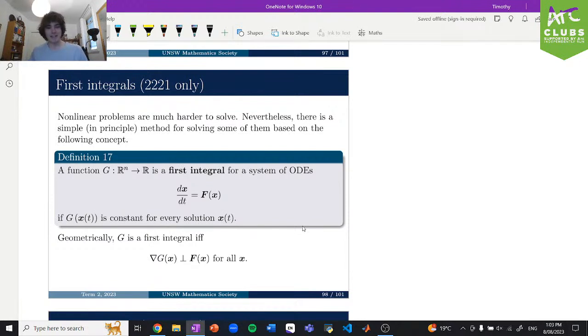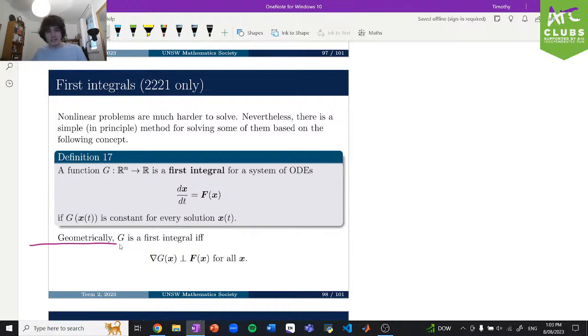Let's move on to our last topic, which is 2221 only. It's this idea of first integral. Basically, if we have a big, yucky, non-linear problem, we can reduce the order of our system and make it slightly nicer to solve by finding essentially some region where g of x of t is constant for all of our solutions. Basically, it allows us to limit our problem to a particular space. And that's cool and all, but in classic 2221 style, all we actually care about is how do you actually find these things in the first place? Because it's a bit weird.